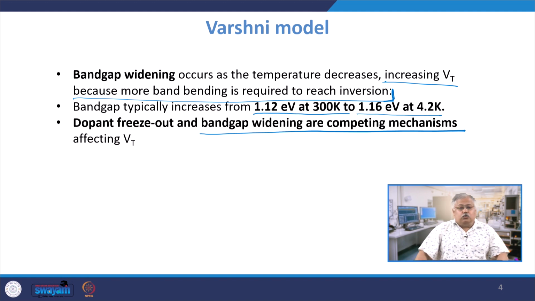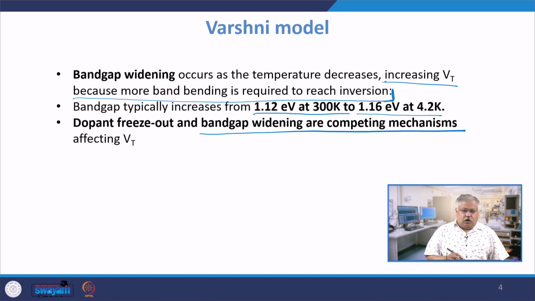So, these are two competing mechanisms, the dopant freeze out and the band gap widening. Band gap widening helps you increase the threshold voltage, whereas dopant freeze out tends to decrease the threshold voltage, and you need to find out how the threshold voltage is a function of these two. With this basic background, let me deep dive into a few slides which are not populated earlier. I will be writing it down for you, so that it's a one-to-one conversation.